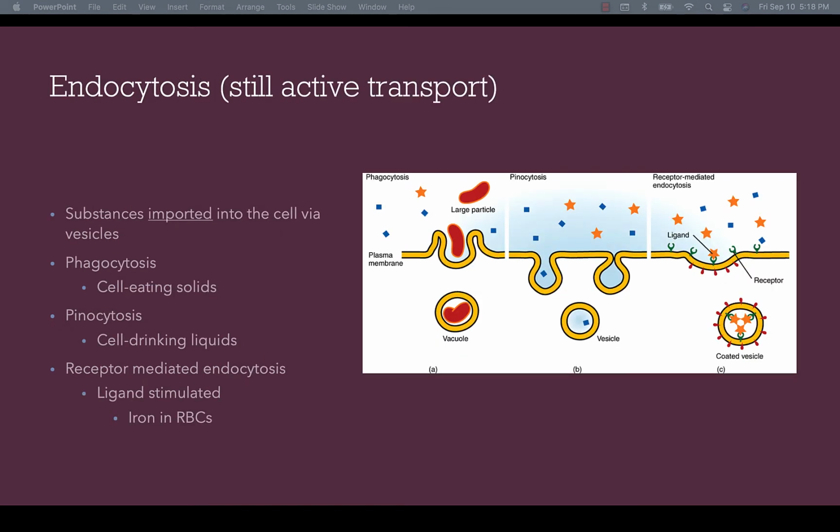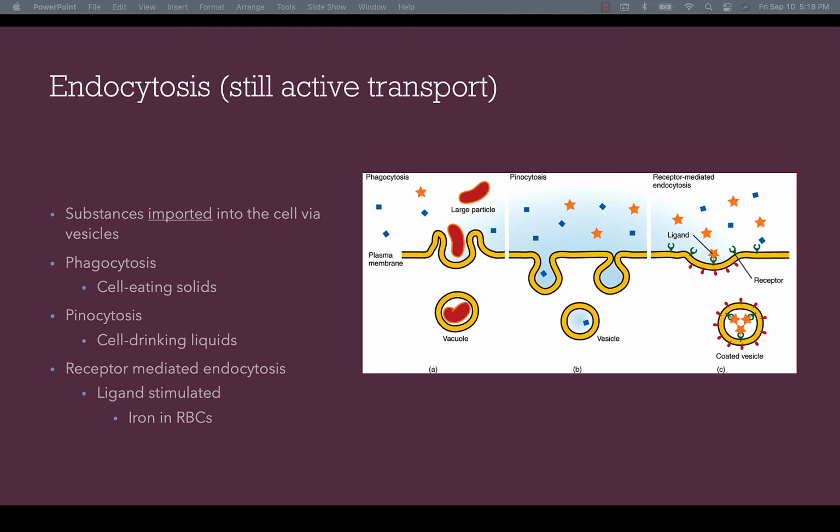Okay, so now we can talk about endocytosis, which is still active transport. Endocytosis, endo meaning inside, and cytosis being cell. It's literally the cell importing substances into the cell. So the cell does this by using a chunk of the membrane called a vesicle, which is a membranous sac. It's literally a chunk of the membrane that engulfs whatever material is coming into the cell. Phagocytosis brings large particles into the cell, and this is common among immune cells that eat up invading pathogens. And so you can think of that as cells eating solids.